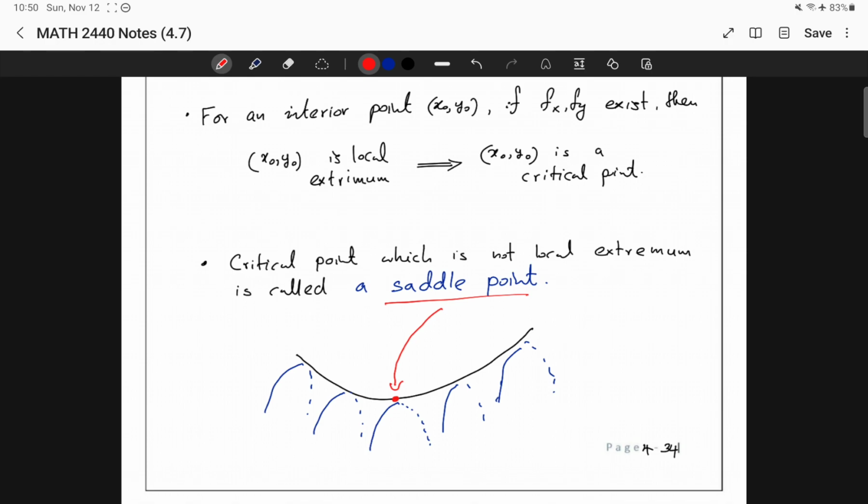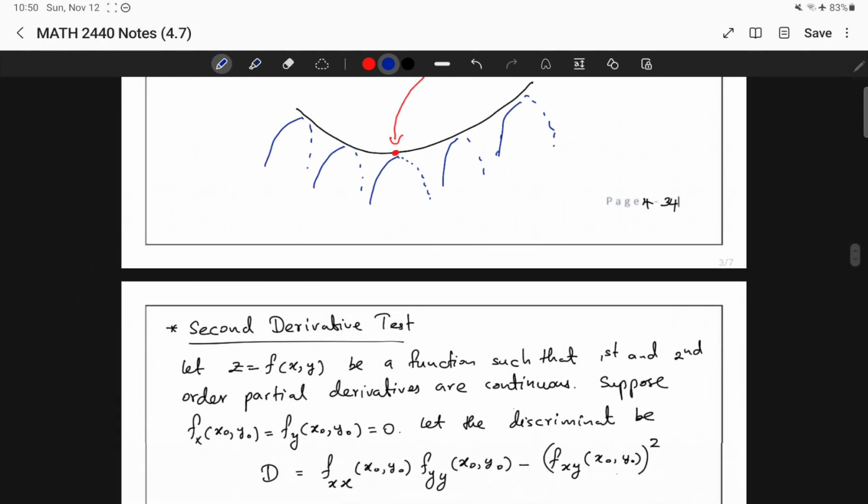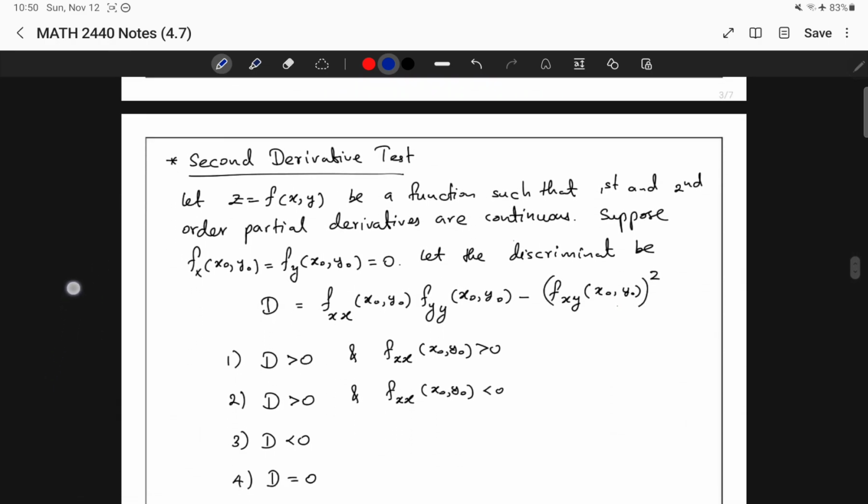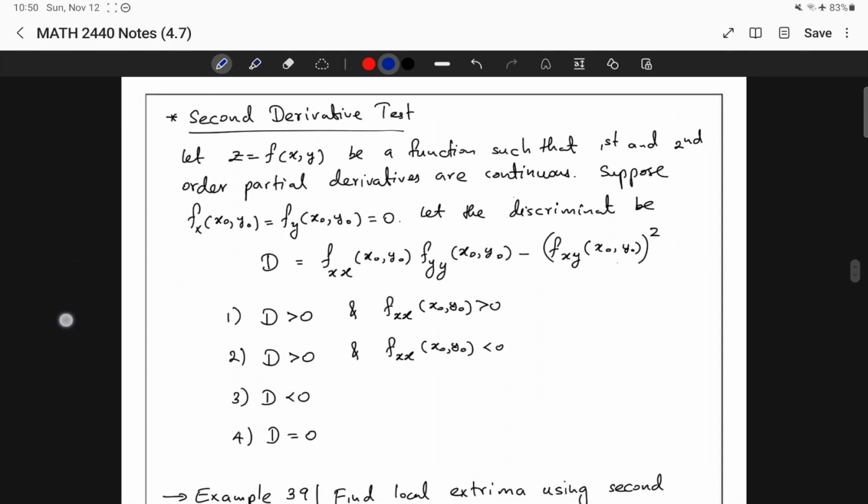Now, okay, the question is, you can find all the critical points. How can you know whether it is a maximum or it's a minimum or it's a saddle point? The technique is the second derivative test. Now, in contrast to what we learned in Calc 1, this is a little bit lengthier because it has more options. Okay, so let's go to it.